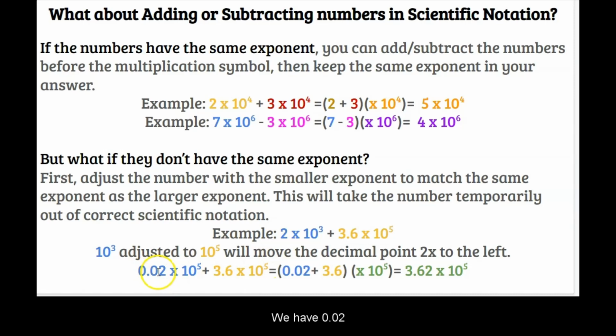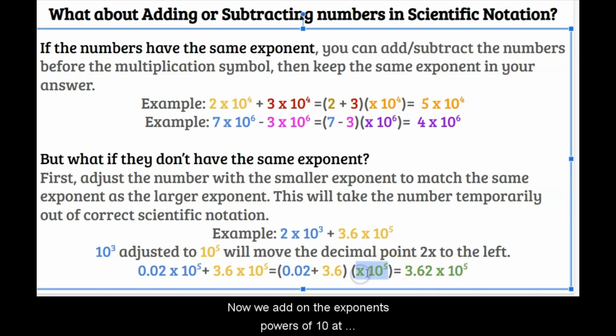We have 0.02 times 10 to the 5, and we have 3.6 times 10 to the 5. So now that they have the same exponent, we can just add those numbers at the beginning. So 3.6 plus 0.02 is 3.62. And now we add on the exponents, the powers of 10, at the end, and we have 3.62 times 10 to the 5.